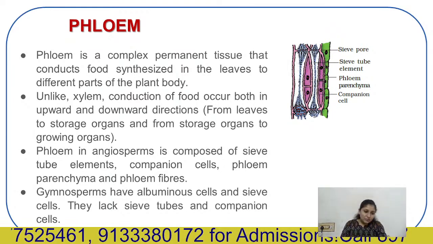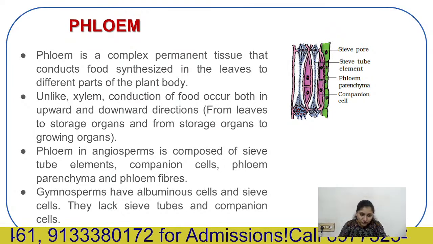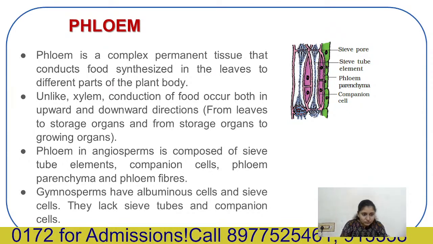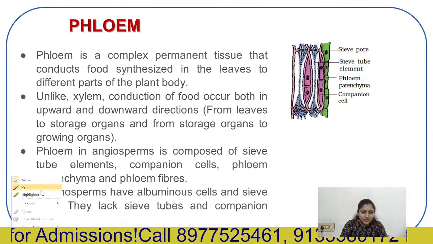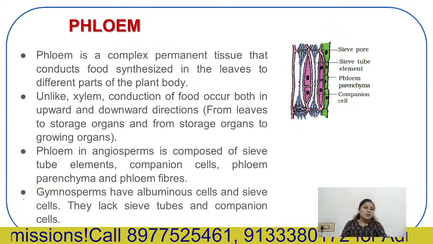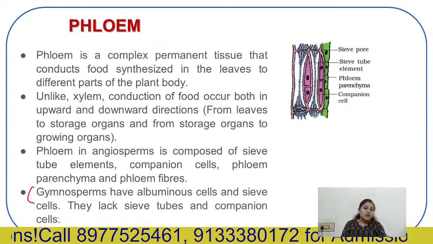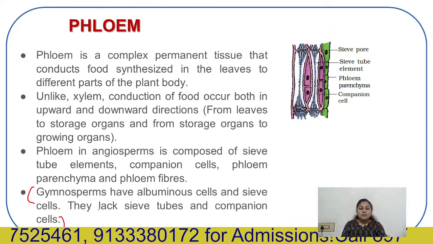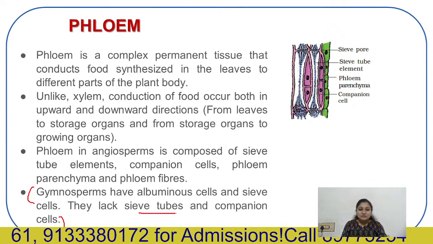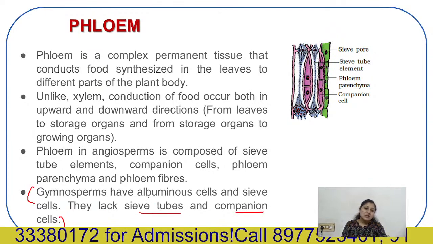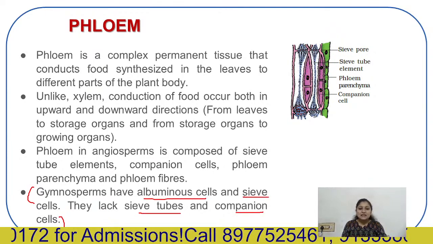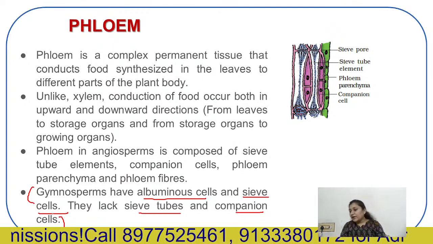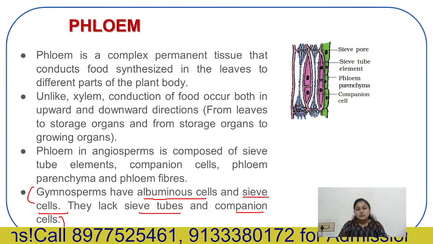So this is also an important point from the exam point of view. You need to remember the difference between the phloem of gymnosperms and angiosperms. Gymnosperms lack sieve tubes and companion cells. Instead, they have albuminous cells and sieve cells. I hope there is no doubt in these two points.